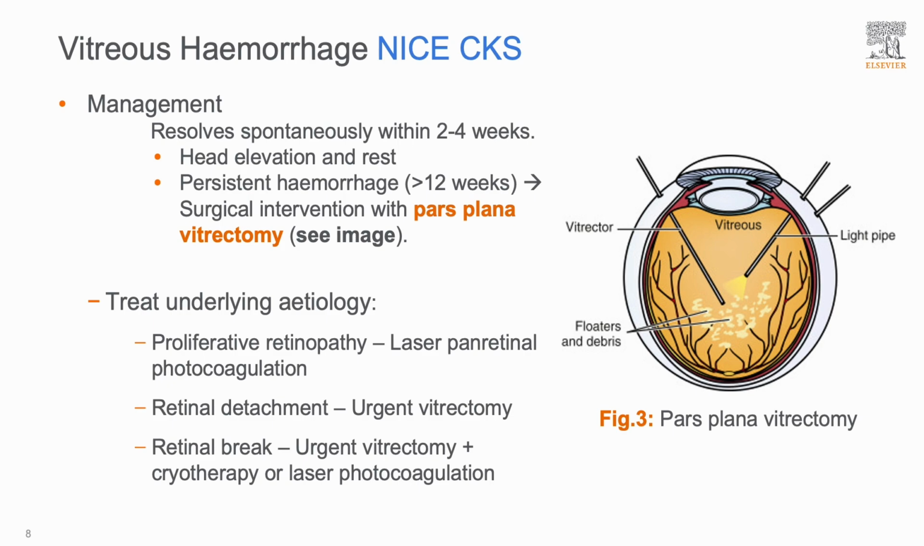Once the retina is visible, patient management should focus on addressing the underlying cause. In the context of proliferative retinopathy-induced neovascularization, pan-retinal photocoagulation is the preferred treatment. A vitrectomy is indicated for persistent non-clearing vitreous hemorrhage, neovascularization of the iris, or ghost cell glaucoma.